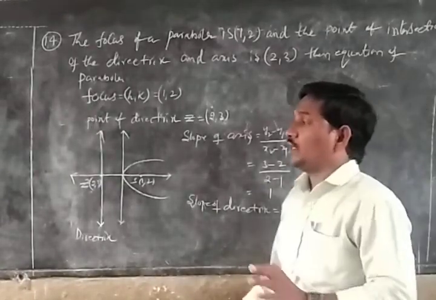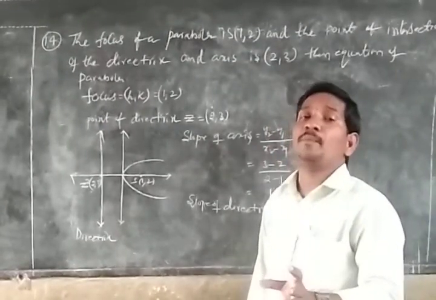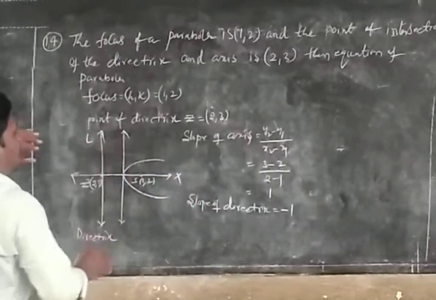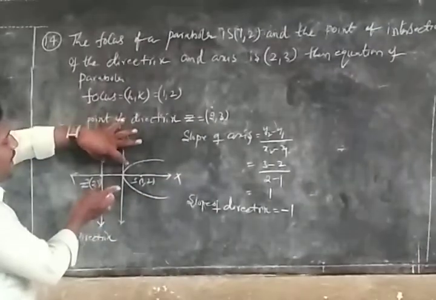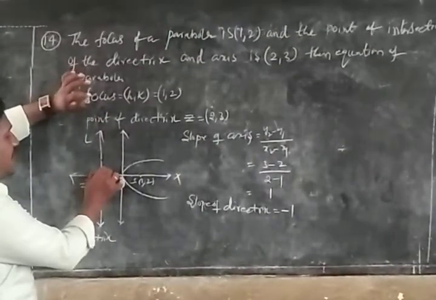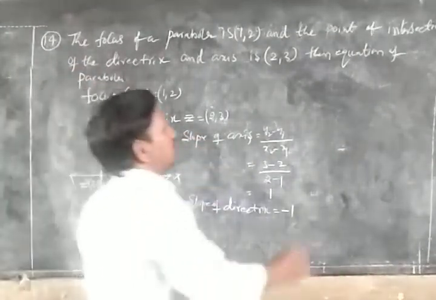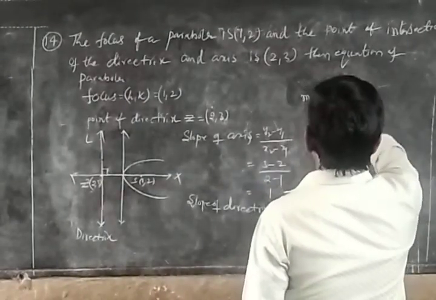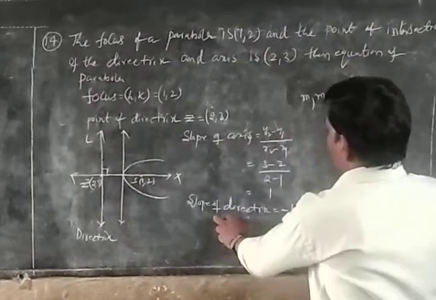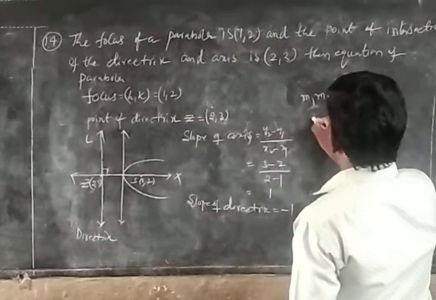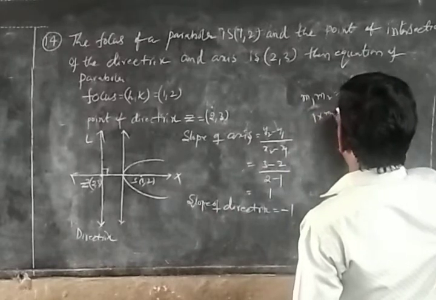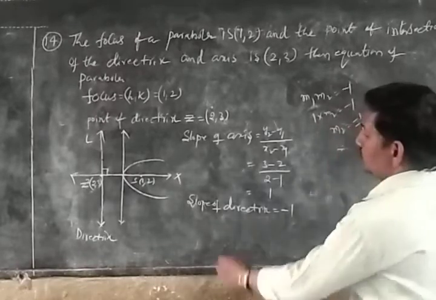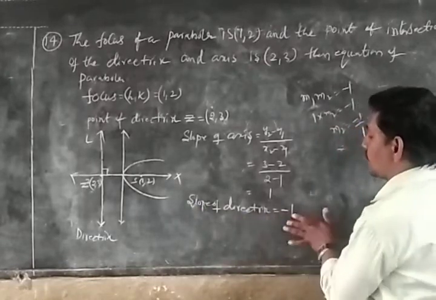The axis and the directrix are perpendicular lines. So the product of the slopes of two perpendicular lines, m1 times m2, equals minus 1. We know m1 is 1, so 1 into m2 equals minus 1, m2 equals minus 1 by 1, that means minus 1. So the slope of the directrix equals minus 1.